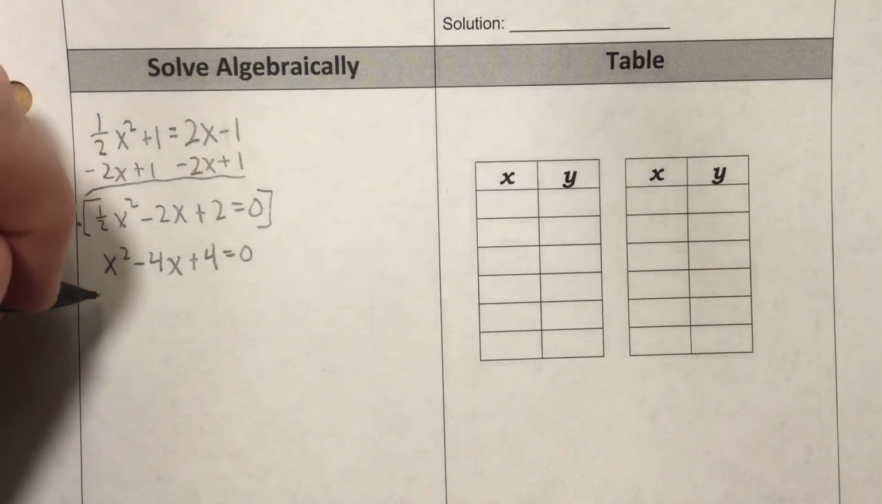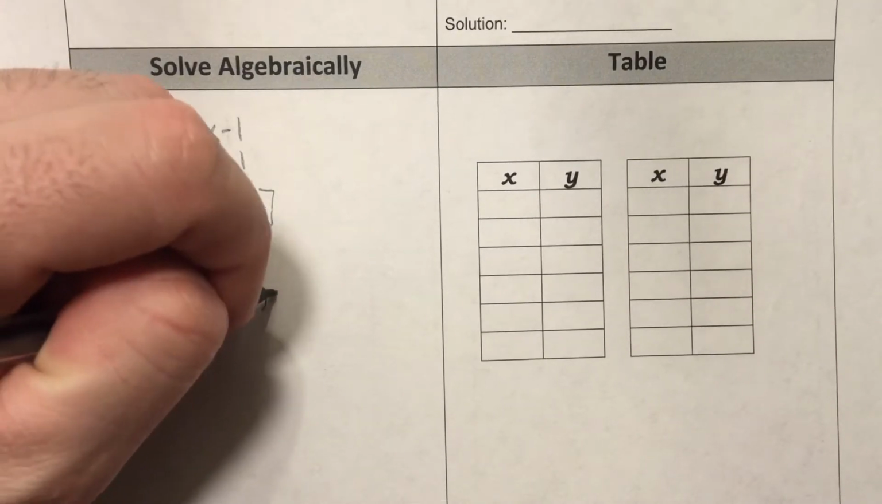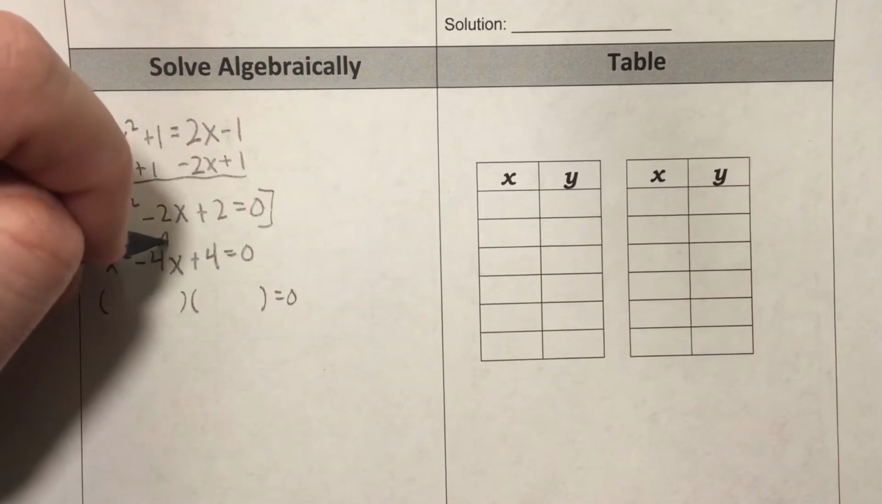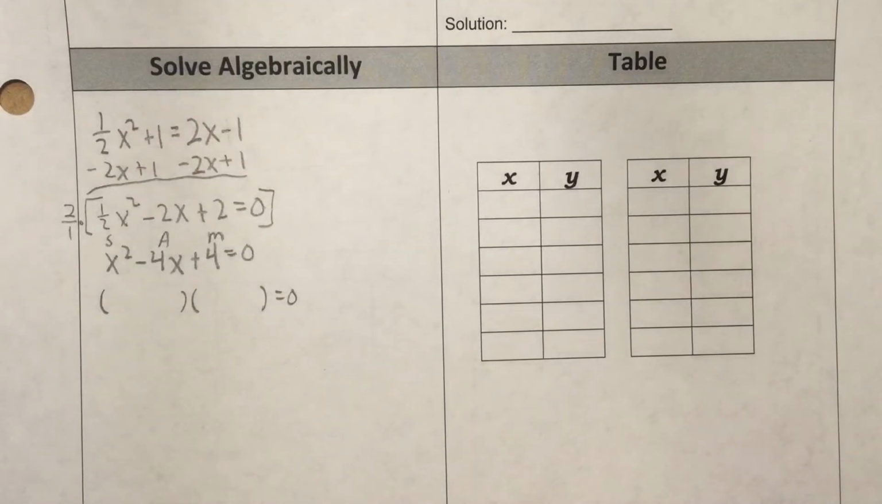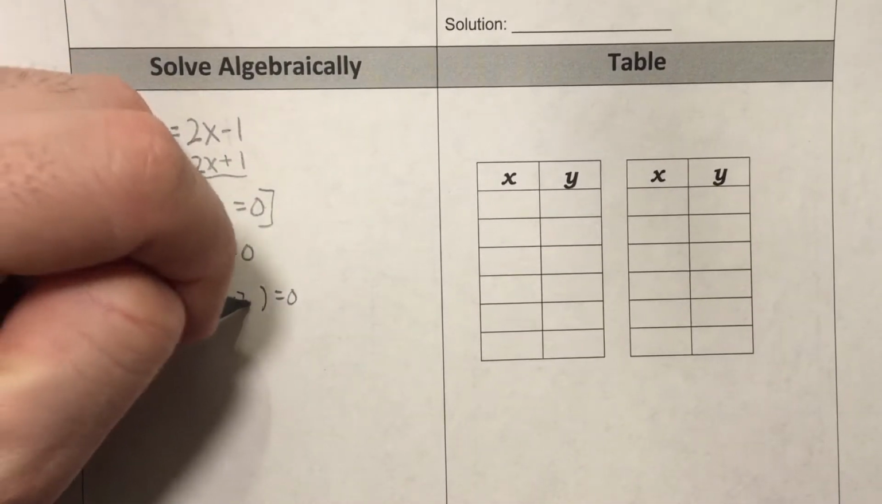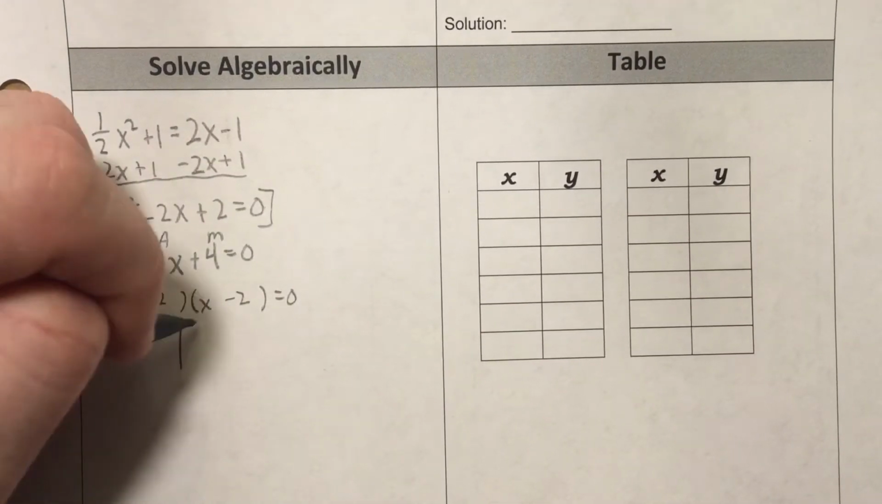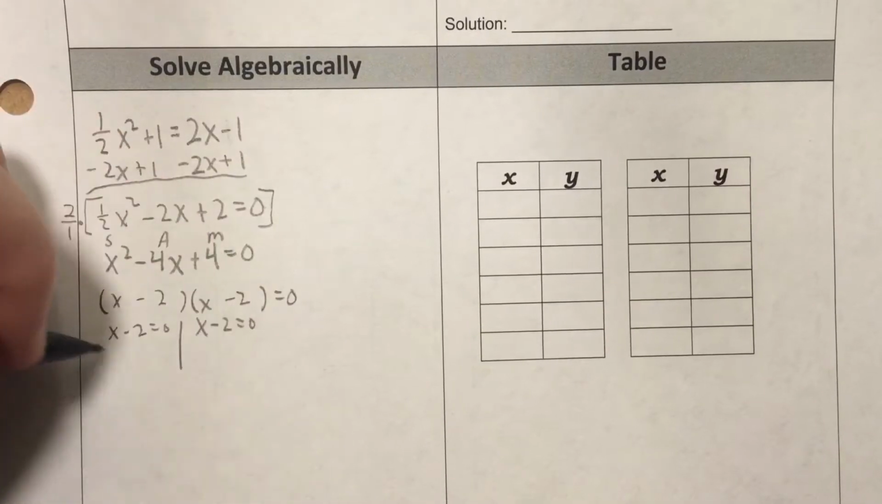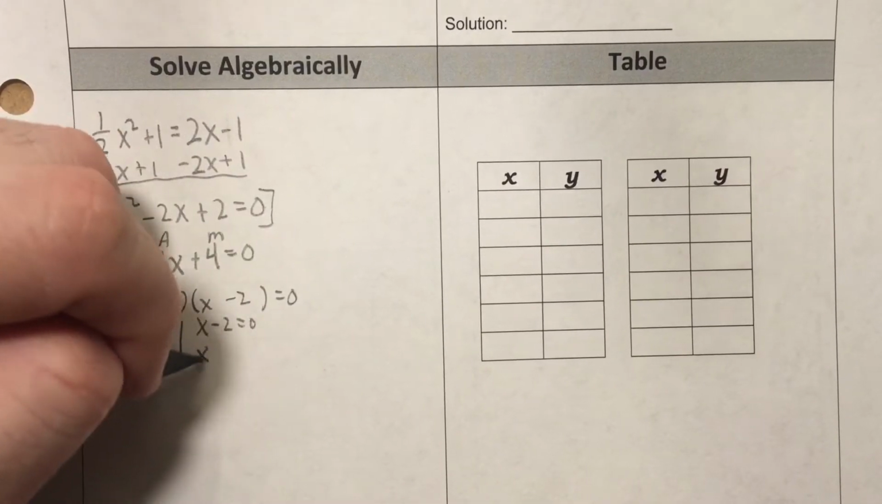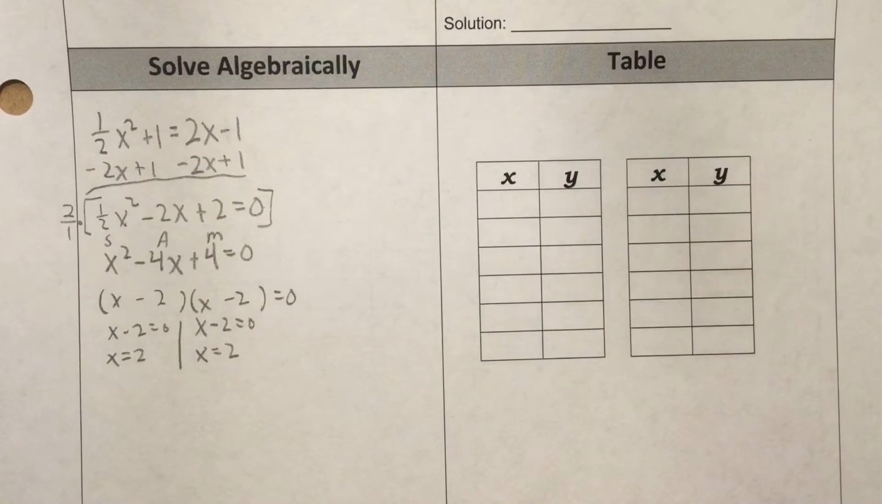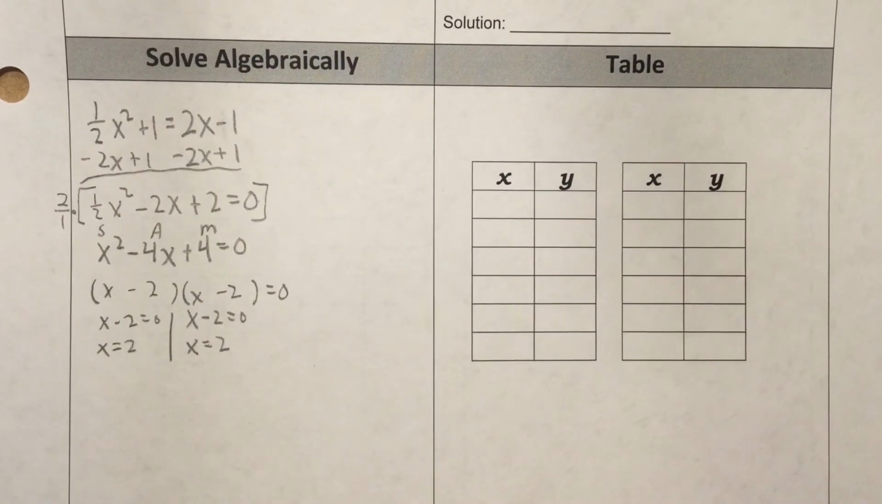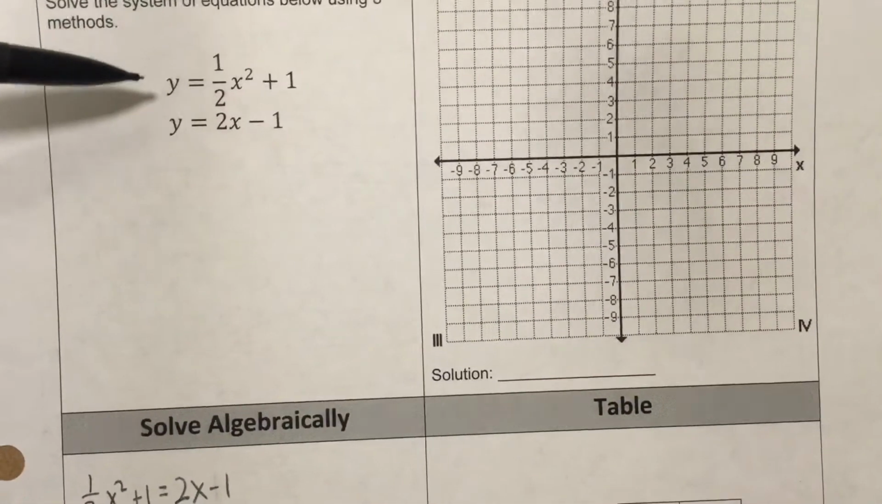And so now I can factor this. That's going to be your trick for a lot of these: you are going to have to set the sum equal to 0 and factor. So I have x and x. What multiplies to a positive 4 but adds to a negative 4 would be negative 2 and negative 2. When I set each factor equal to 0, I'm going to get x equals 2 for both answers. Same answer twice.